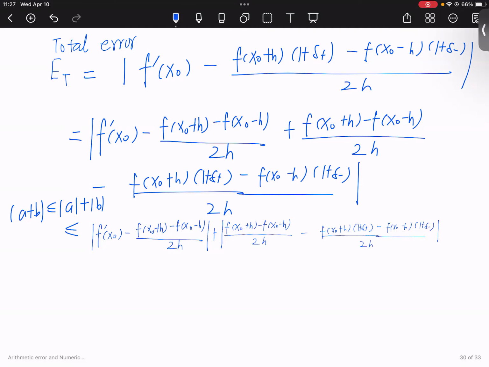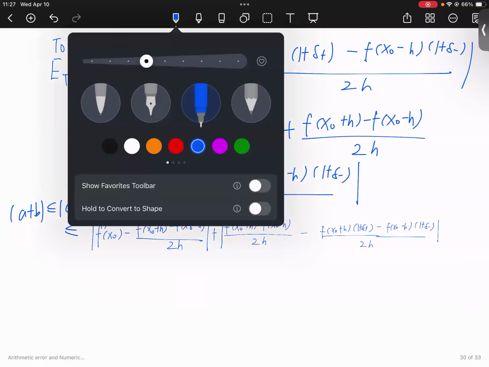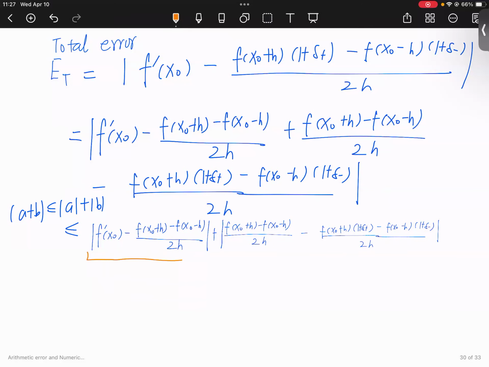And so the first part, we have another way to call the errors from the center difference approximation. We can call it truncation error. So the first part is the truncation error for the center difference formula. And the second part is just the rounding off error, the round-off error.